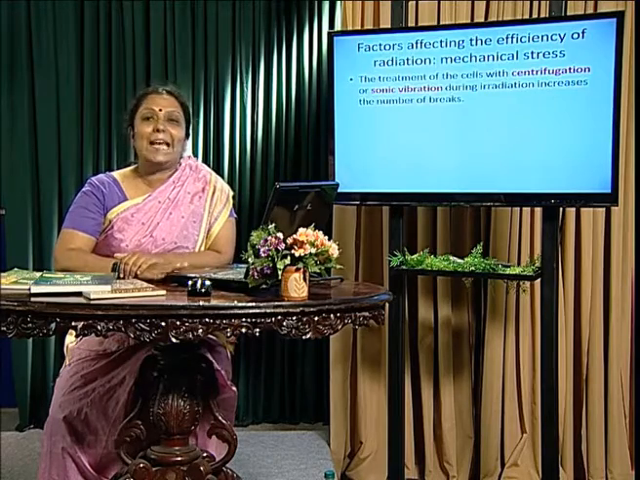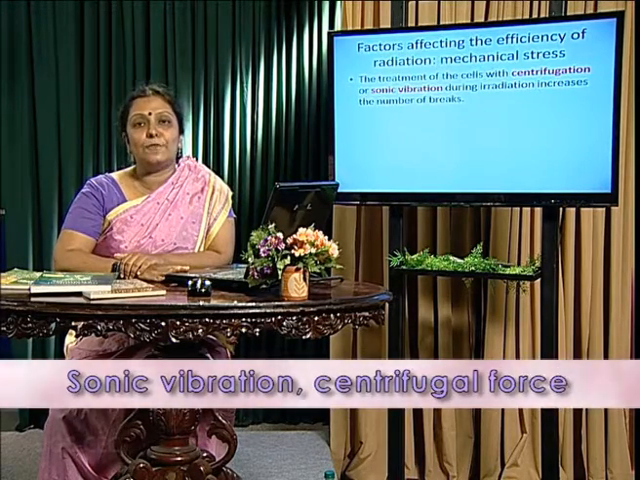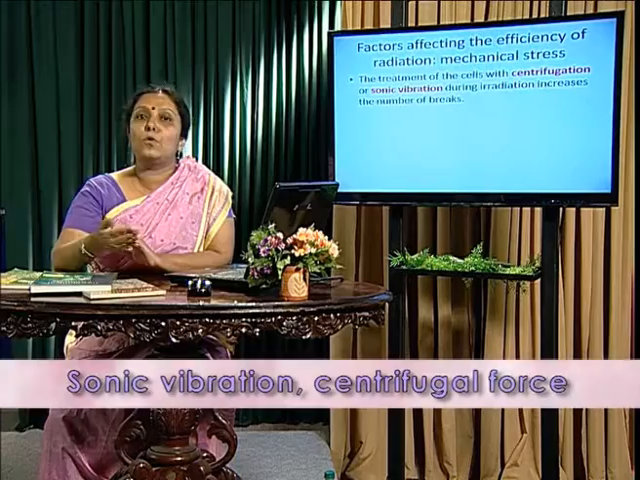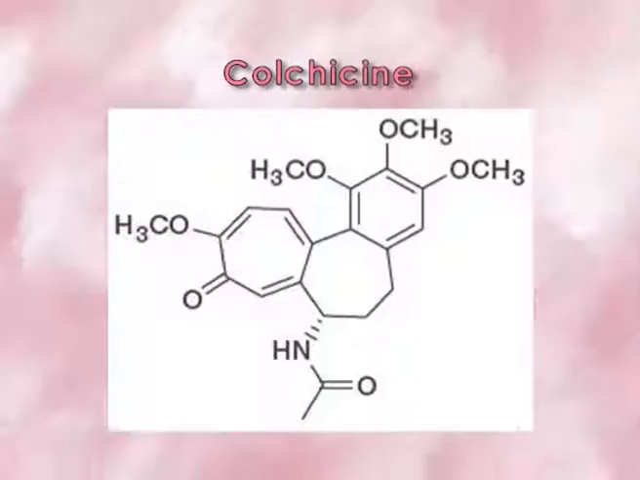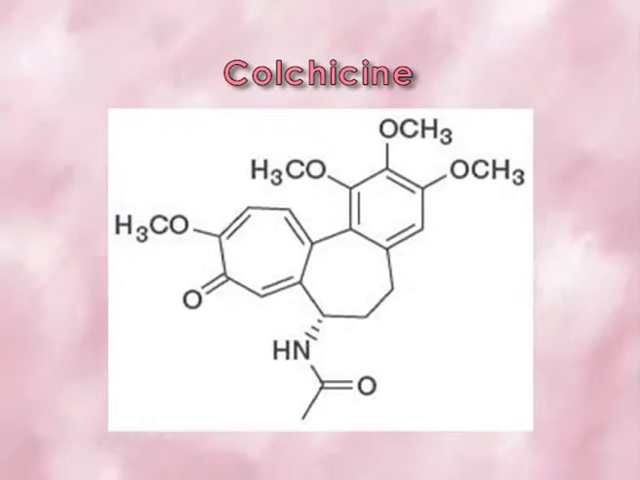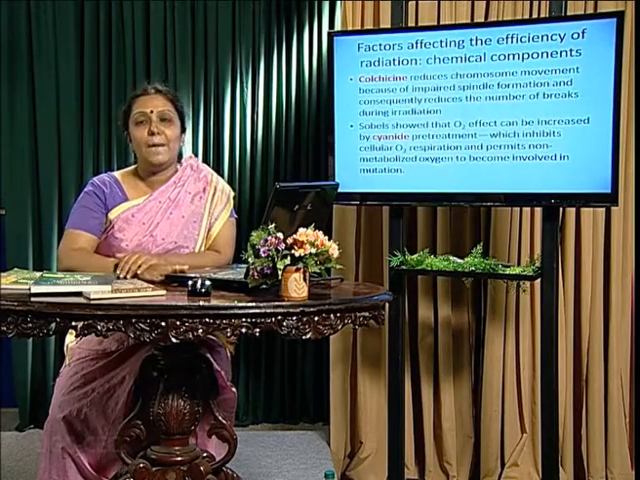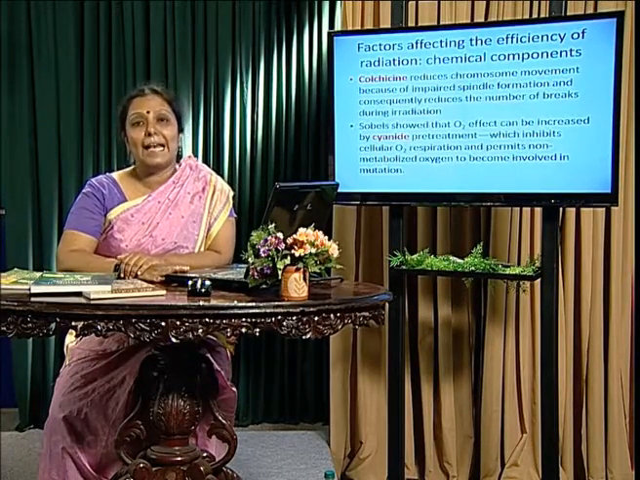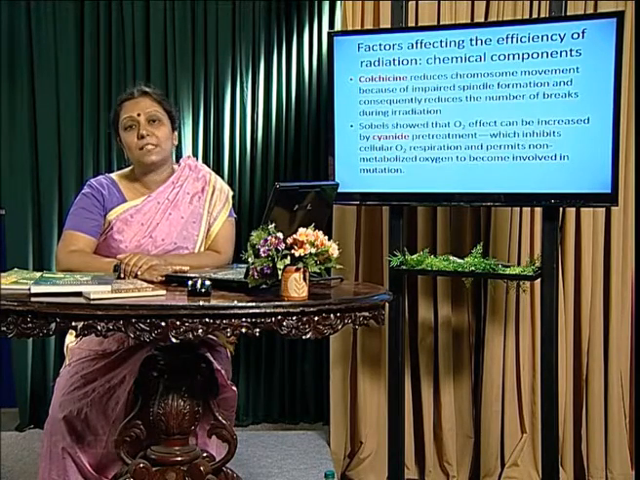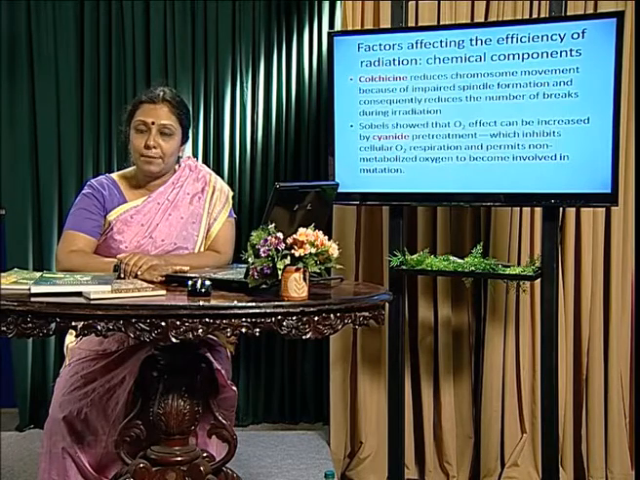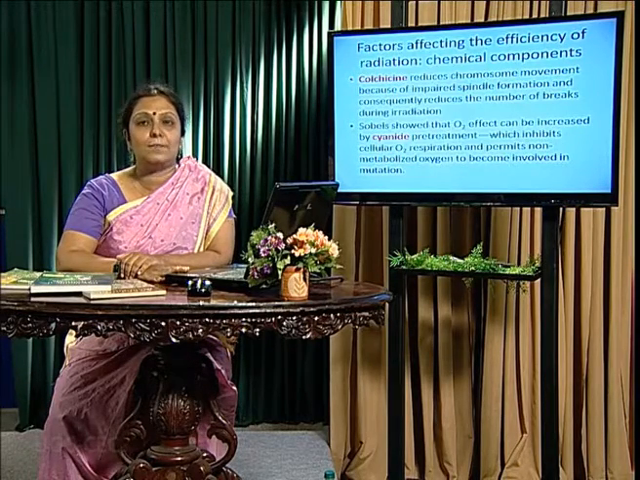Next one, the mechanical stress, sonic vibration and centrifugal force can give rise to more chromosomal breaks. Next one, chemical component. The presence of colchicine, which actually impairs spindle fiber formation, also impairs the chromosome break, that is, the reduction of the mutation frequency. And cyanide actually inhibits the cellular respiration, so more oxygen is available for non-metabolic purposes to give rise to reactive oxygen species for radiation breakage towards the DNA.